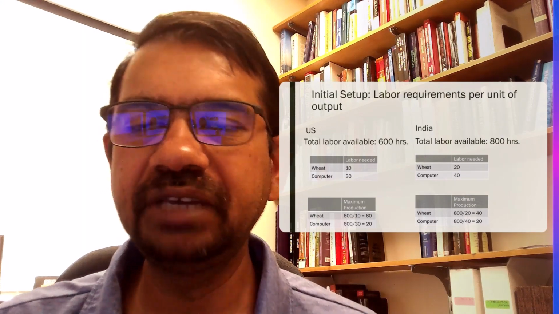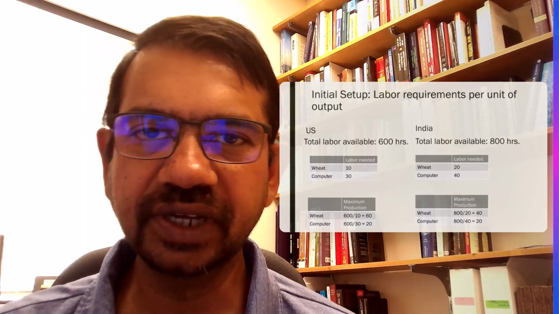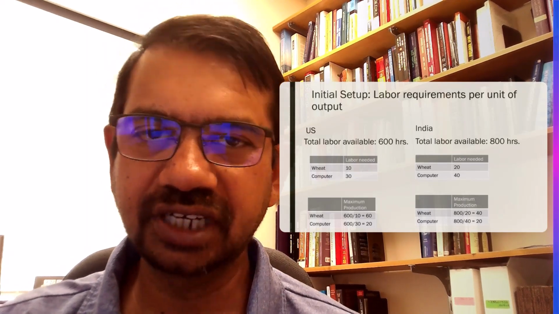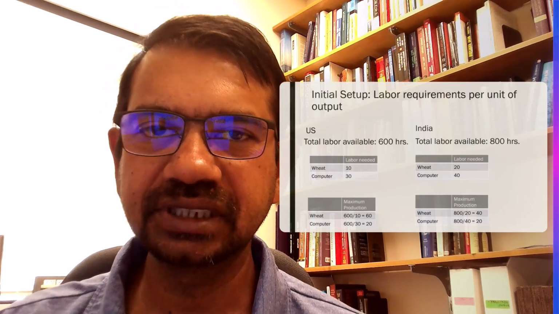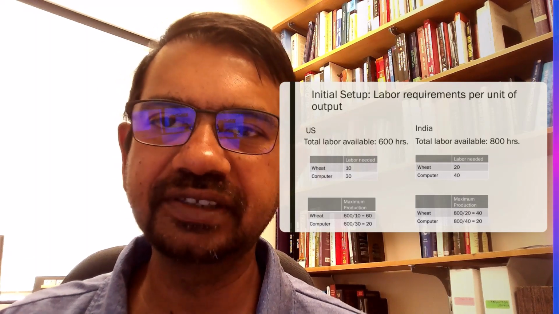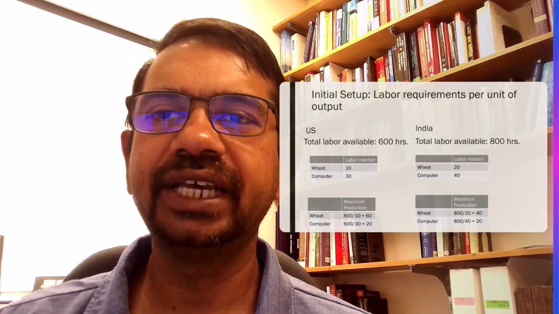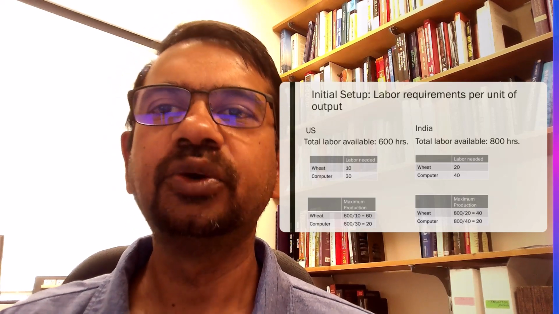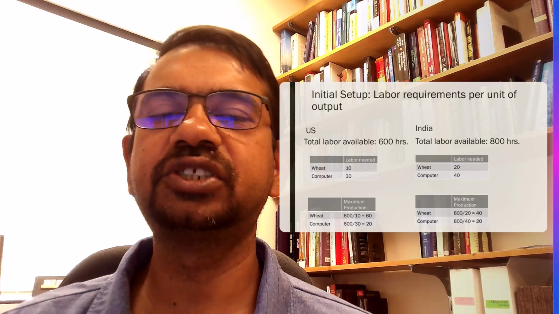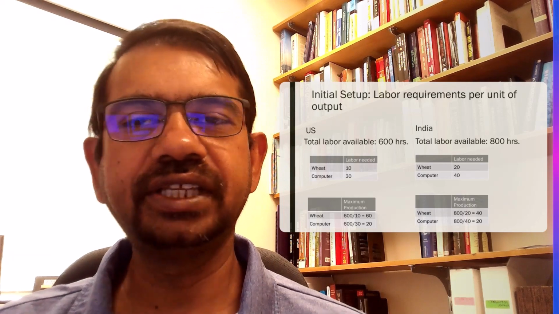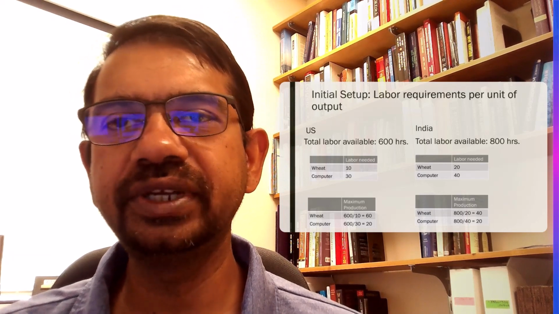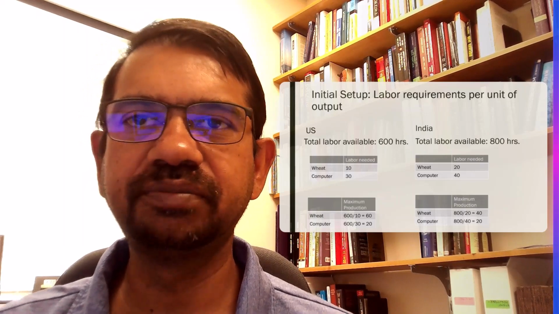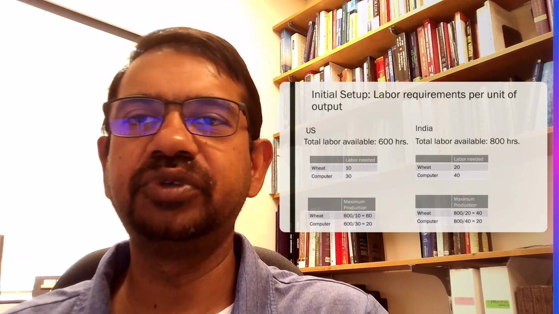Now remember, PPF is a production possibilities frontier. It captures the maximum amount of each of the goods a country can make given its resources. So if US devotes all of its labor towards wheat, we get 60 units of wheat. If we devote all of our resources towards computers, we get 600 divided by 30, which is 20 units of computers. On the other hand, for India, if they devote all their resources towards wheat, they get 40 wheat. If they devote all their resources to computers, they will get 20 computers.